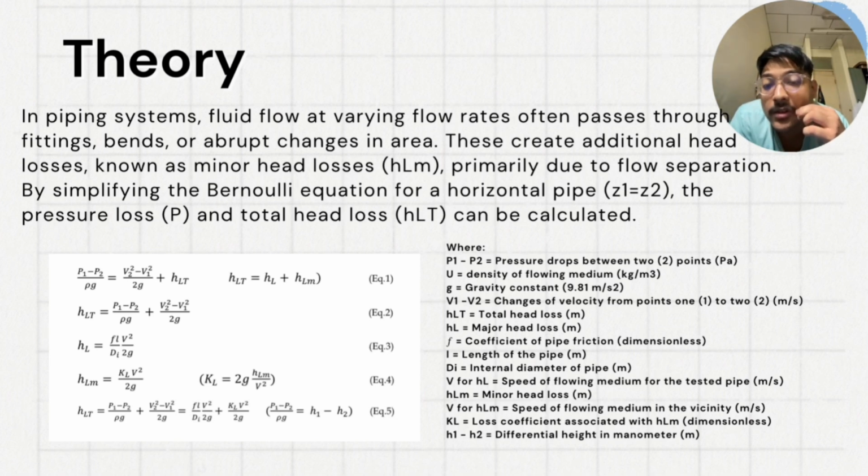So the image here shows all the formulas from equation 1 to equation 5, and here we state what is what. For example, P1 minus P2 equals the pressure drop between 2 points, in Pa.